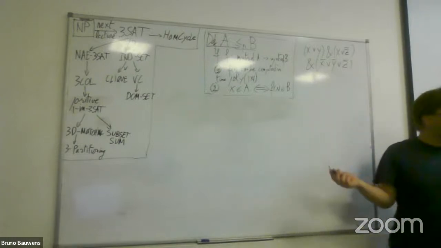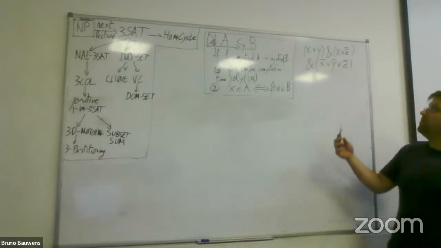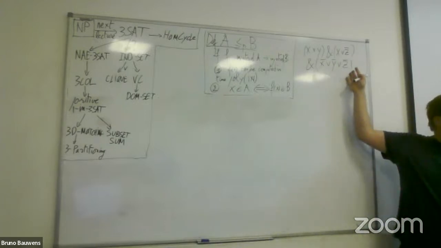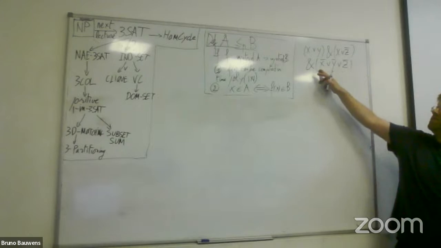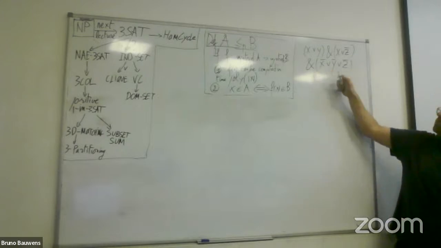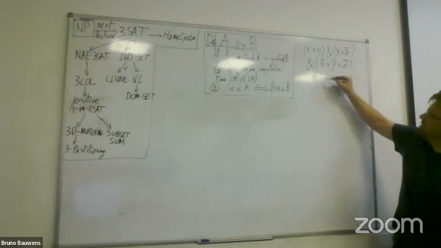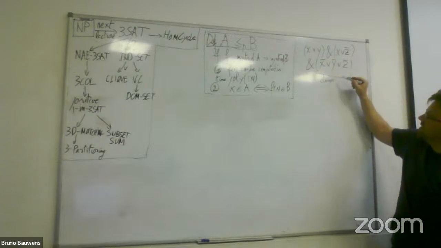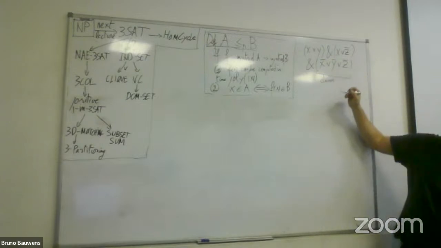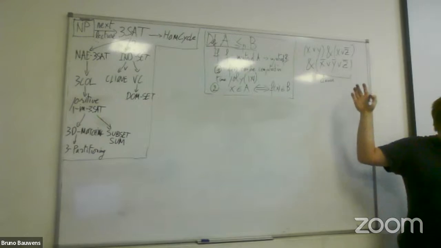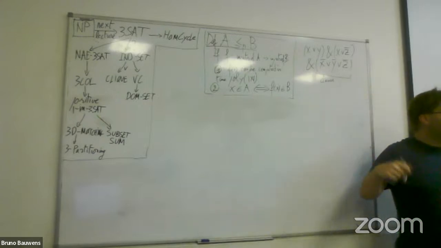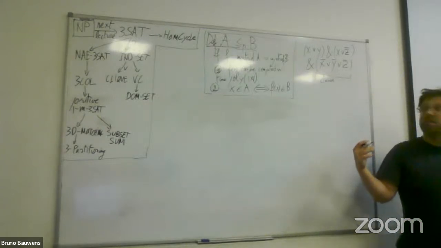A formula in 3CNF means that every clause has length at most 3. What is a clause? It is just a part, an OR sequence. So this is a clause. So 3CNF means every clause has at most 3 literals, where in general kCNF means at most k literals per clause. So this is a formula in 3CNF.